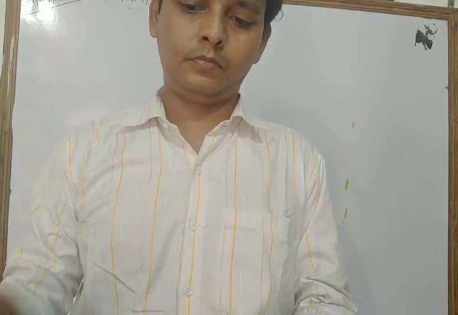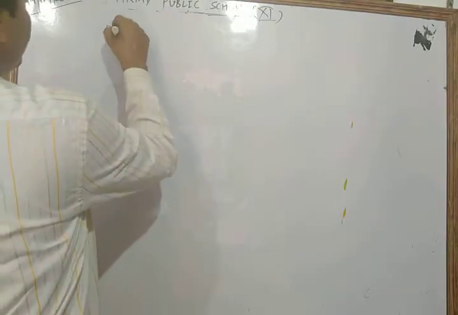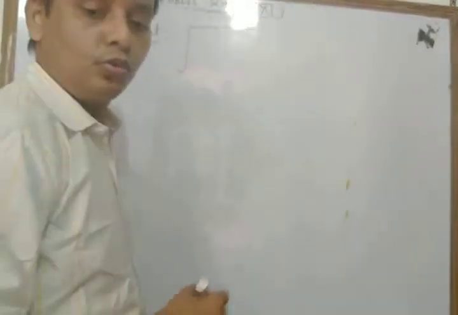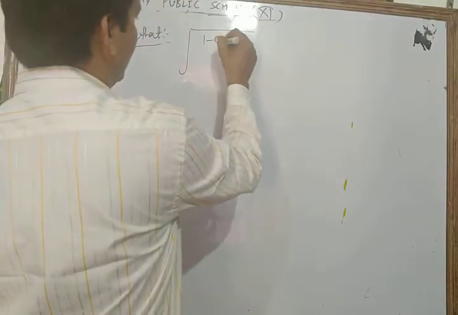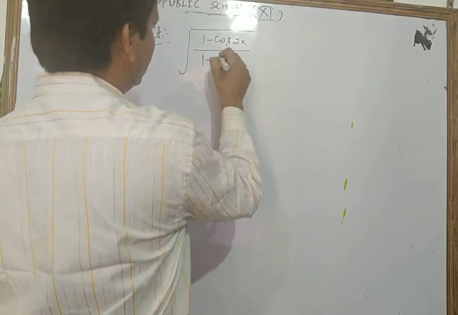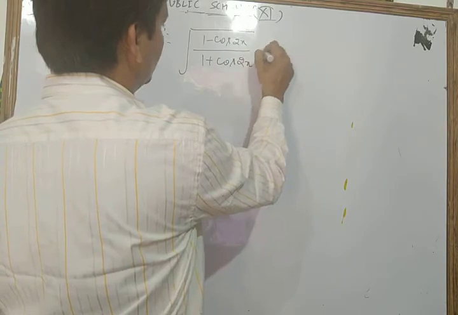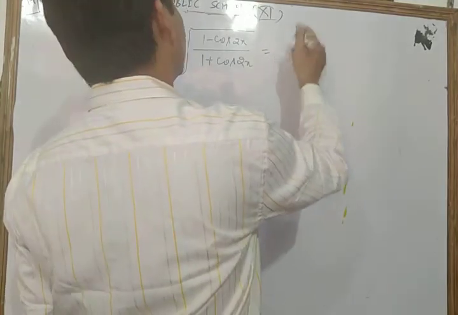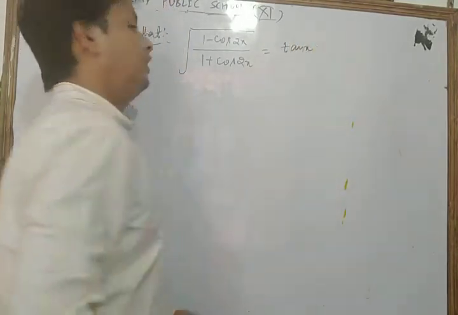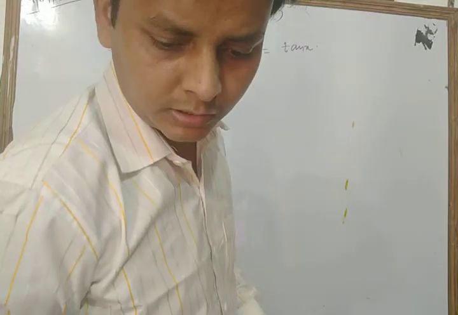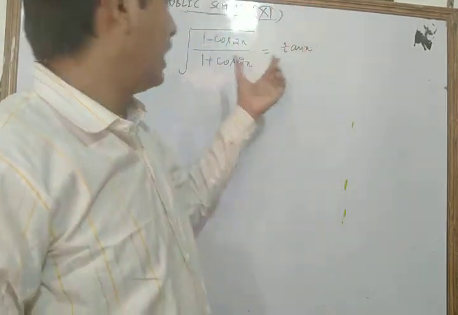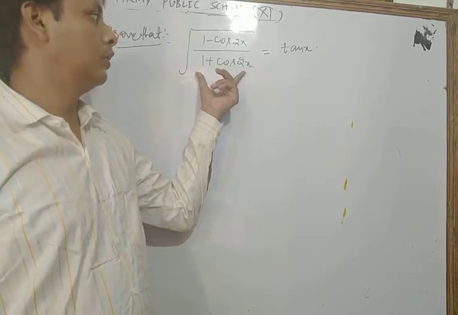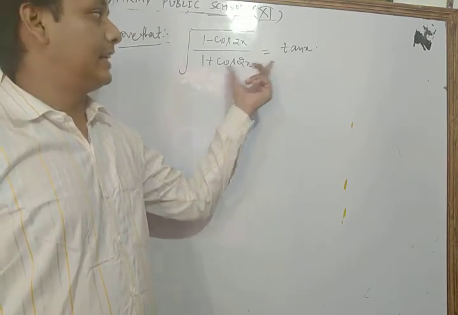Prove that square root of (1 minus cos 2x) upon (1 plus cos 2x) is equal to tan x. In this question, we have to show that the square root of (1 minus cos 2x) upon (1 plus cos 2x) is equal to tan x.